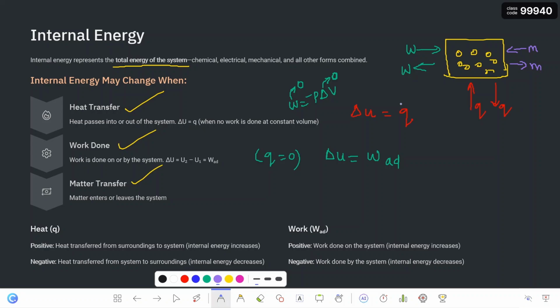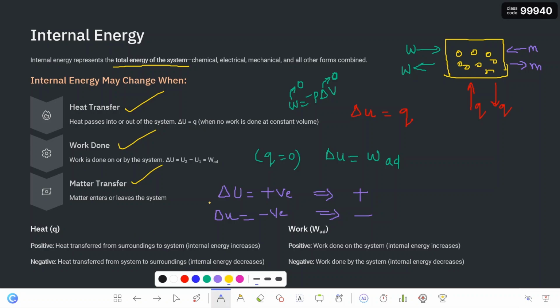Now for this work and heat there is some sign convention, so you have to remember one thing. Whenever the internal energy increases, delta U is positive, so we will give the positive symbol. If the internal energy is decreasing, delta U is negative, then we will give the negative. This is the sign convention that you need to remember.